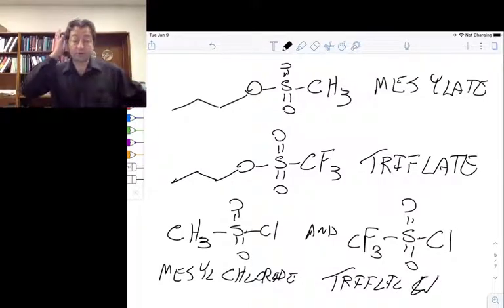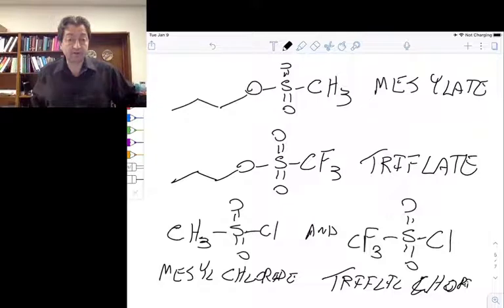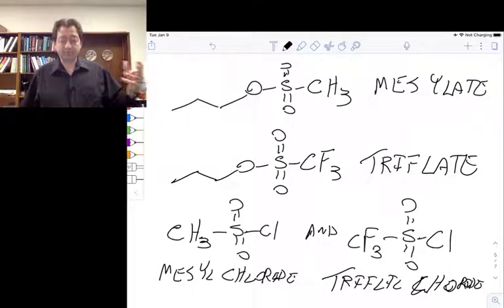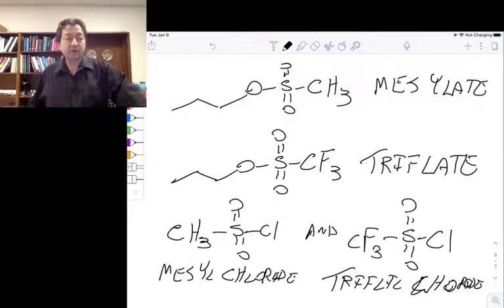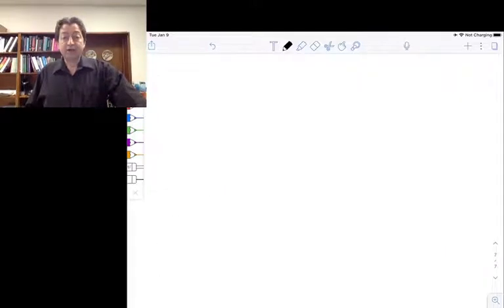So you can make both of these from the corresponding chlorides, the mesyl chloride or triflic chloride. But the overall strategy is the same. We turn a bad leaving group, an OH group, into a good leaving group that generates a stable anion, and allows us to get a good leaving group on those kind of functional groups.